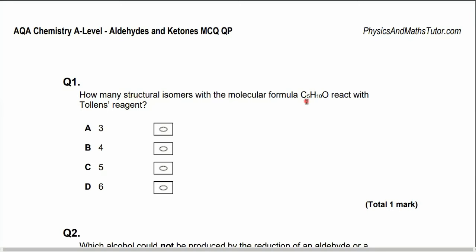How many structural isomers with the molecular formula C5H10O react with Tollens reagent? Is it 3, 4, 5 or 6? You should know by now that Tollens reagent is the one that forms a silver mirror with aldehydes. So we're looking at essentially how many aldehyde isomers can we make from C5H10O?